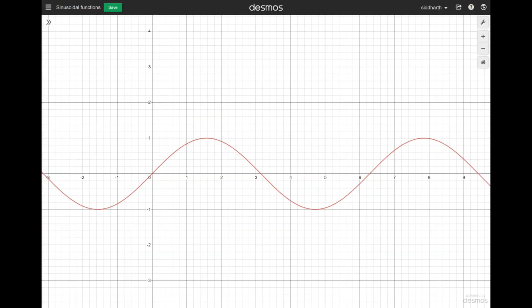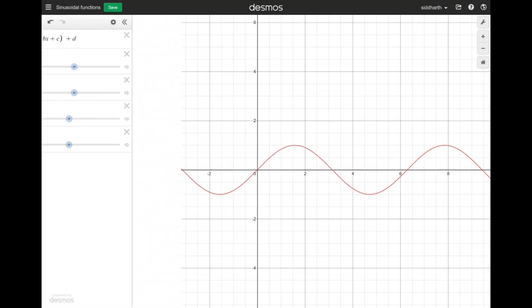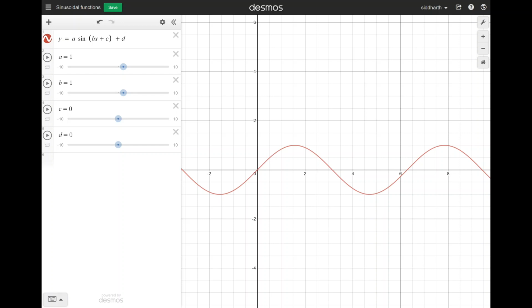Now that we've understood the basic terminology, let us look at how the graph behaves when we change parameters of this function. Here we have the equation of a generic sine function, y is equal to a sine of bx plus c plus d. And here we have a and b equal to 1 and c and d equal to 0. Now let us see what happens when we change the values of each of these constants.